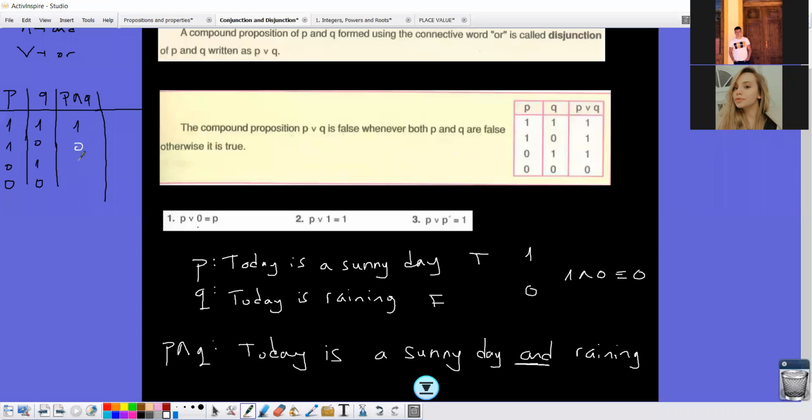1, 0, 0, 0. But for or, when you have or, one of them to be true is enough. Only 1. So 1 or 1 will be 1. 1 or 0 will be 1. 0 or 1 will be 1. 0 or 0 will be 0. So what can we say, another propositions here with or?